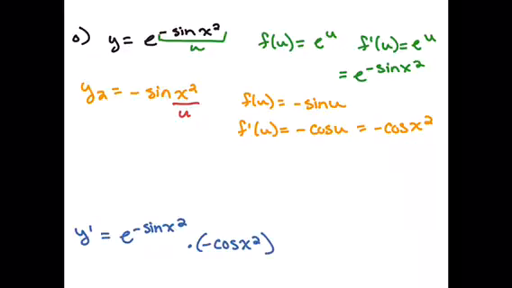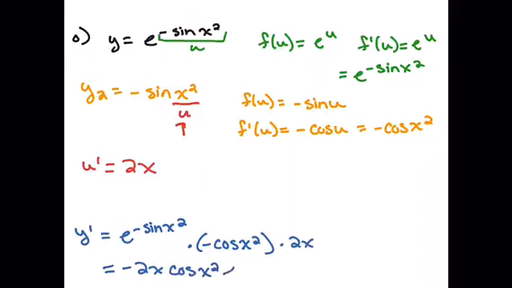And finally, I have to get to the derivative of my innermost function here, and we get u prime is 2x. So this whole thing gets multiplied by a 2x. And if I clean that up, move the coefficients out front, I'll get negative 2x cosine of x squared times e to the negative sine of x squared.